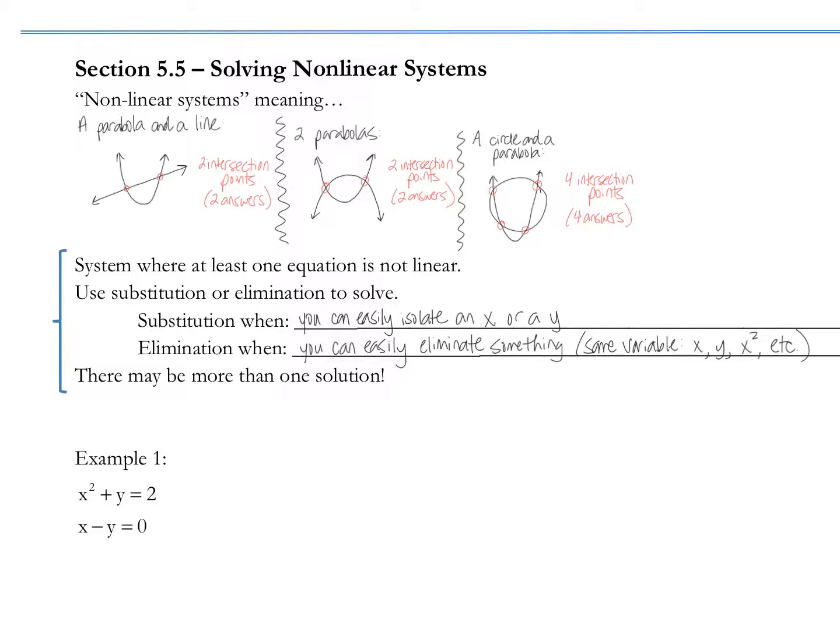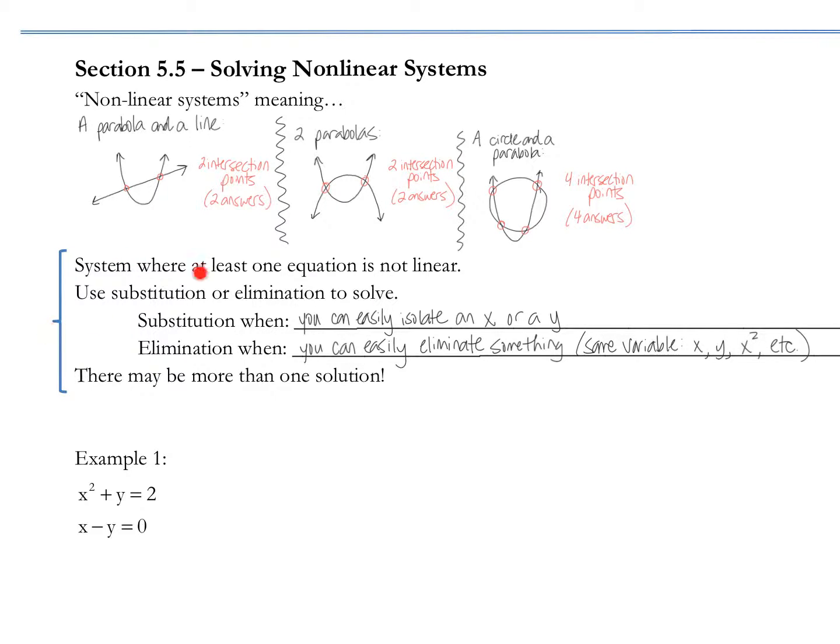Just as a heads up, these are not your normal substitution and elimination problems, but they're going to have x squareds in them, like this one. This is a normal line that you're used to seeing, but now what do we do with an x squared? Keep in mind that you're going to have more than one solution, most likely, when you have a nonlinear system, so not just y equals mx plus b.